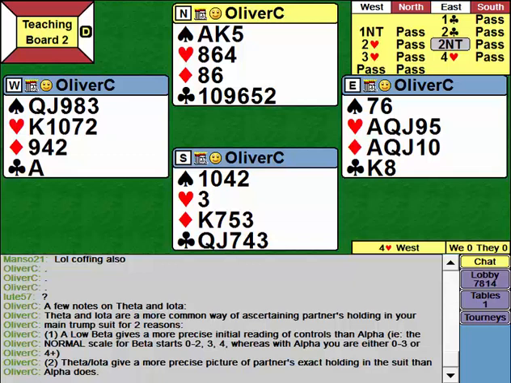When it comes to support, again, theta and iota give you a much more precise idea of exactly how good responder's holding in your suit is. So a low-level beta and then theta or iota gives you a much more precise picture of partner's hand than alpha does.